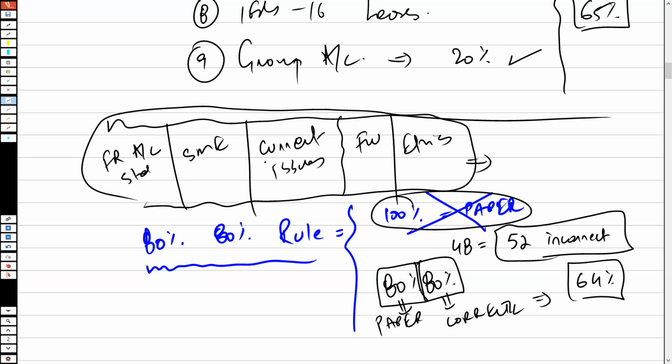But if you are not well prepared, then go ahead and try to attempt the whole paper and try to score 50 marks. But then again, why do 50% of the paper incorrectly? You're getting my point.